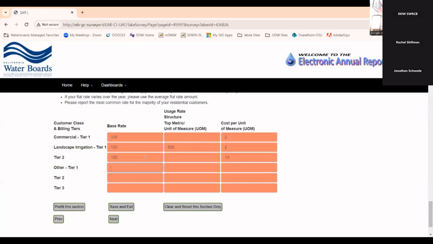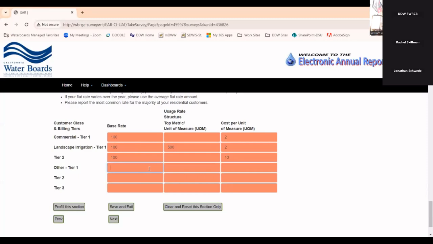So what this is saying is that for your first tier of landscape irrigation, you're being charged $100. It goes up to 500 gallons, and for those 0 to 500 gallons, you're going to be charged $2 per gallon. For the second tier, you're still being charged a $100 base rate, but now it's anywhere from 500 to an infinite amount of gallons, 500 and beyond. You're going to be charged $10 per gallon now. So that's basically what that's saying.